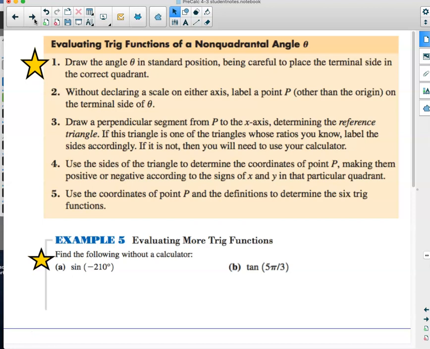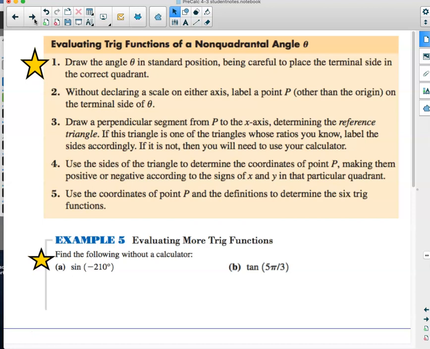Then, draw that perpendicular so you can get a reference triangle. Once you have that, hopefully you'll see, hey, this is something special. So if this triangle is one of the triangles whose ratios we know, label the sides accordingly. If it's not, then yeah, you have to use a calculator. Number 4, use the sides of the triangle to determine the coordinates of point P, making them positive or negative according to the signs of X and Y in that quadrant. And number 5, use the coordinates of point P and the definitions to determine the 6 trig functions.